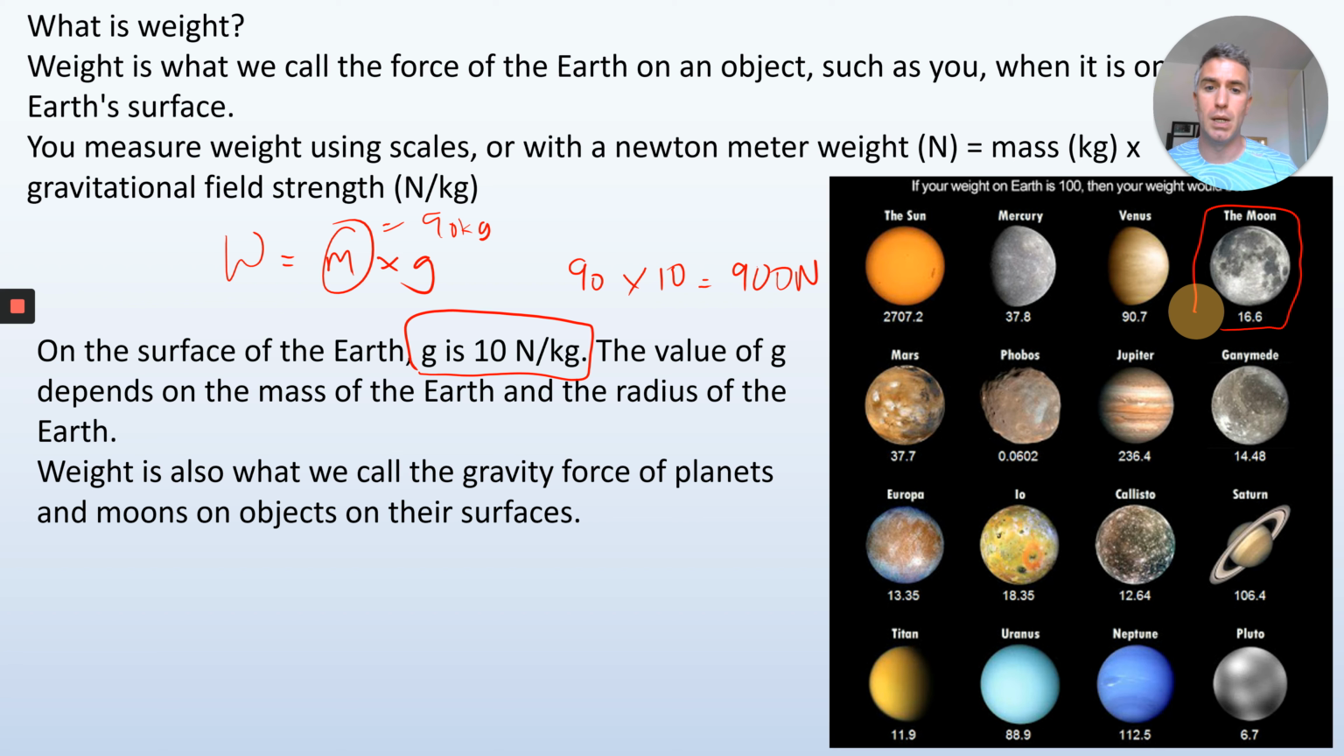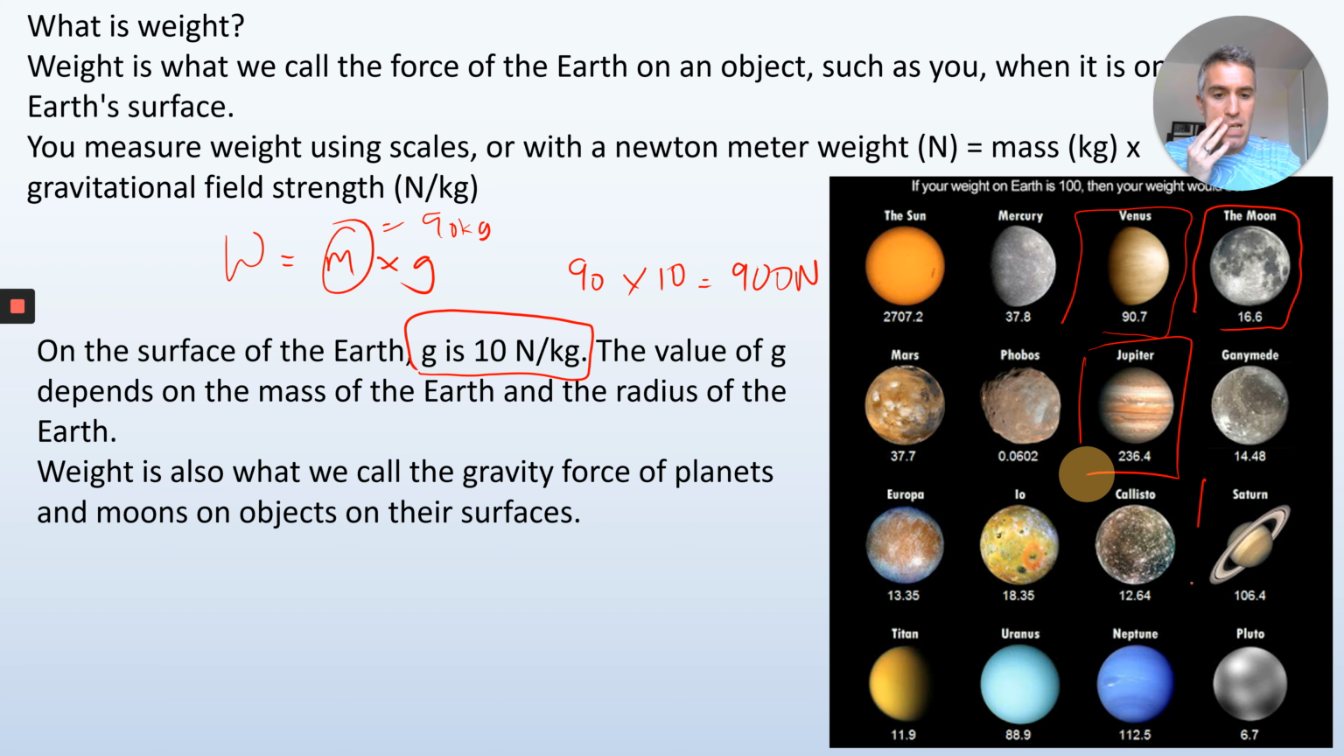If you look at Venus, Venus is not too different to Earth. If you weigh 100 on Earth, you'd weigh 90 on Venus. You would feel lighter, but it's not massively different. Let's look at something more dramatic. Jupiter. Jupiter is enormous and incredibly heavy. And so if you weighed 100 on Earth, you would weigh 236 on Jupiter, over twice as heavy as you would on Earth.